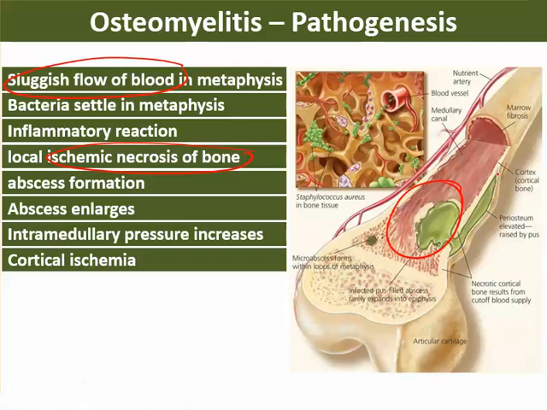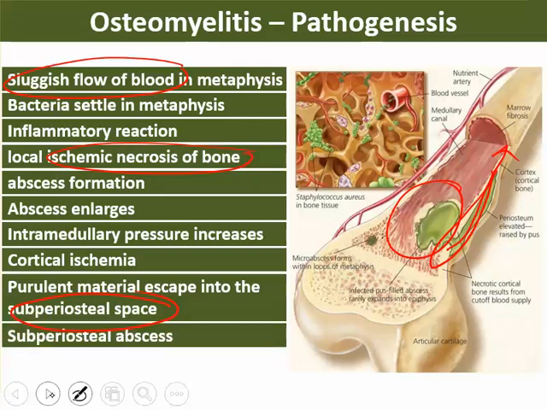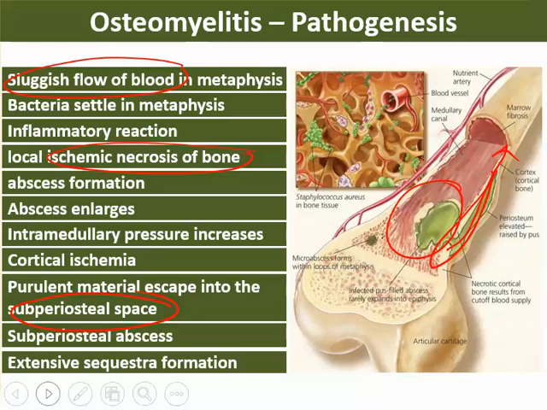Then cortical ischemia happens, then it goes below the periosteum. It goes to the subperiosteal space. Sub means below, the space below the periosteum, and the pus travels like this. Understand? So this is very important, and they form a subperiosteal abscess, and the dead bone comes out like this.